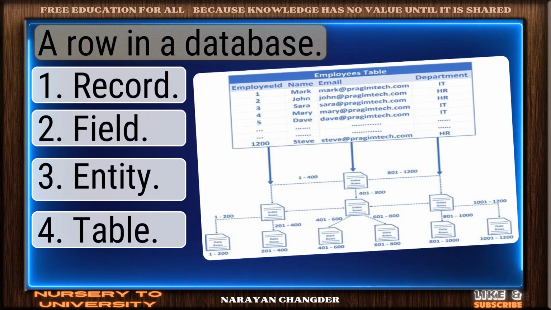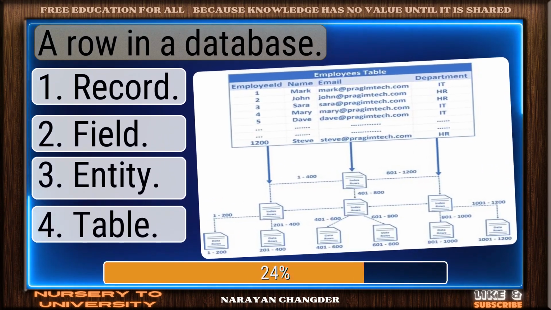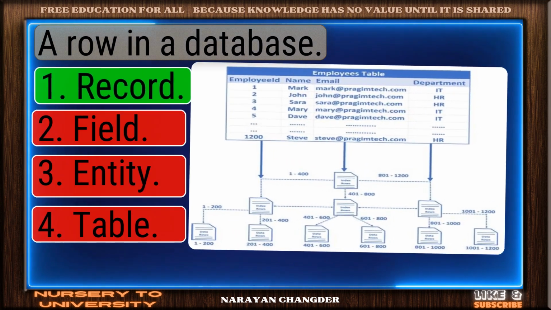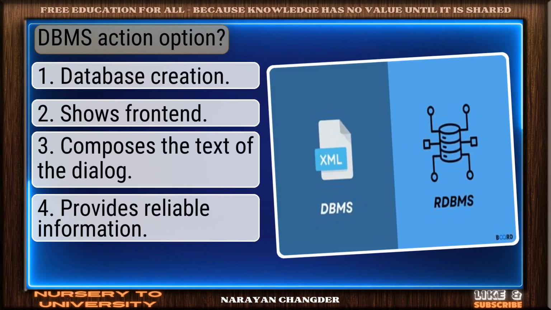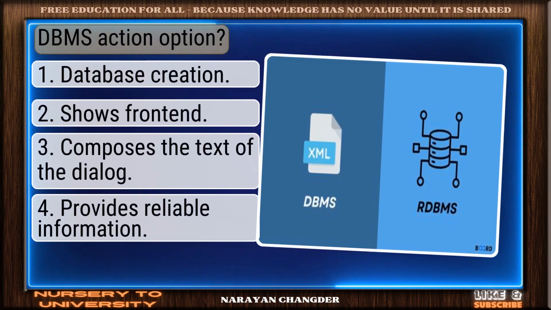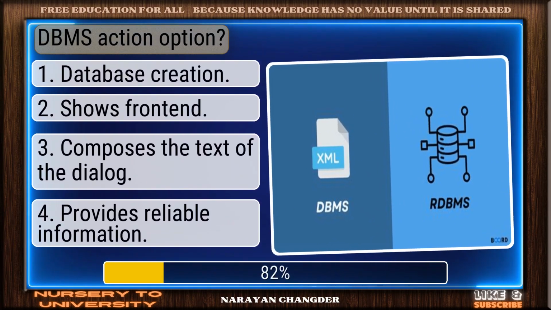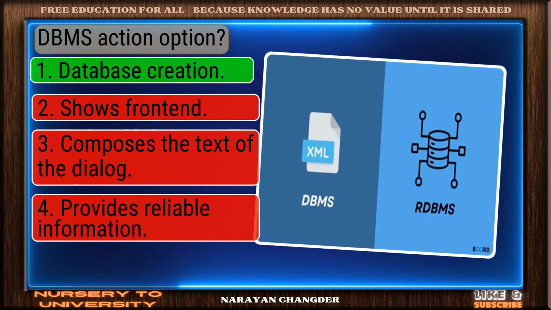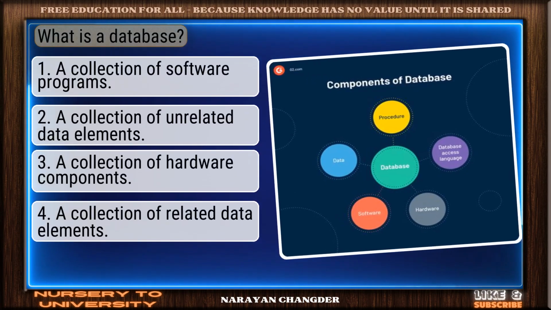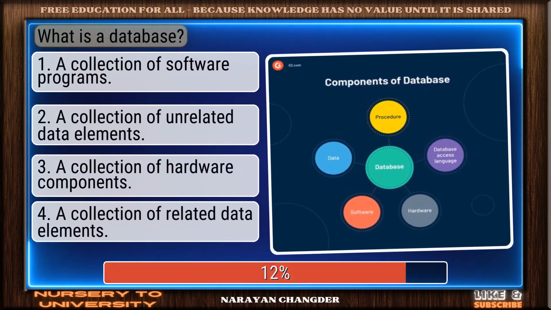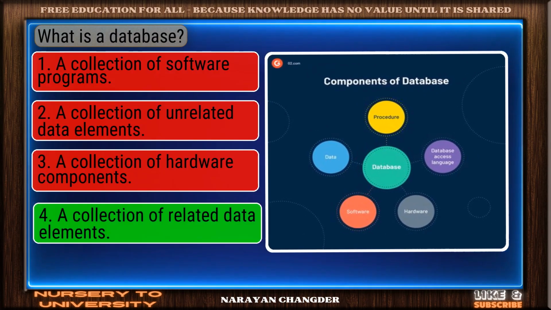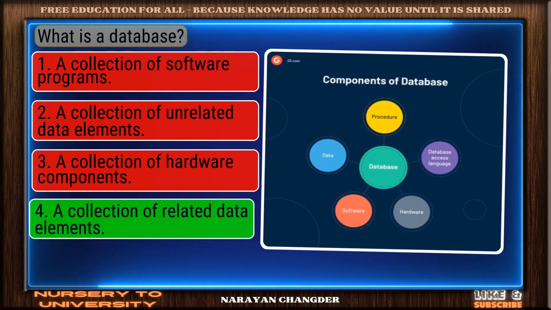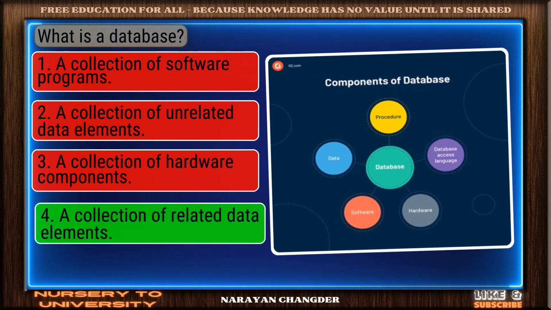Question number 78. A row in a database. Excellent. Record is a brilliant choice. Question number 79. DBMS action option. Nice work. You chose database creation, and it is correct. Question number 80. What is a database? Perfect. A collection of related data elements is the correct choice.